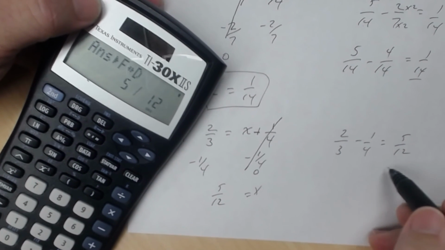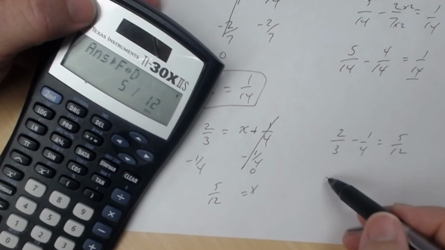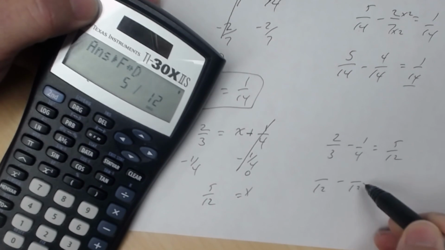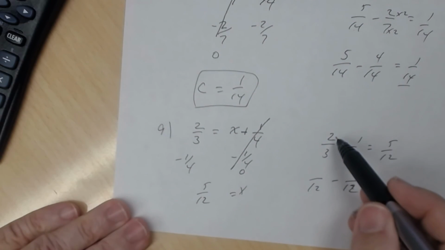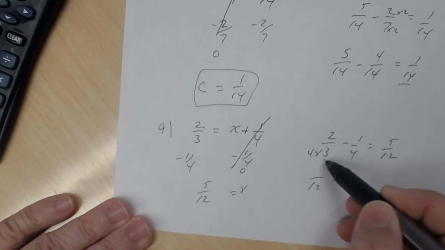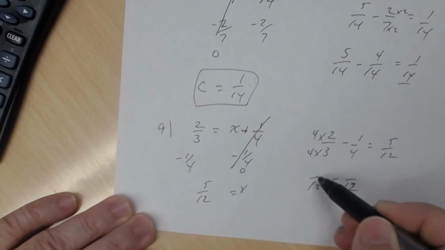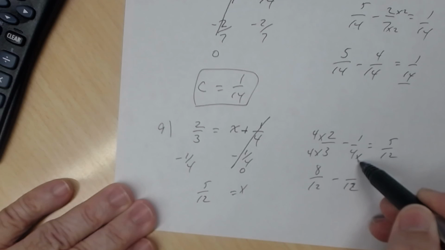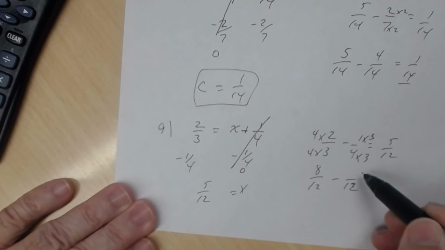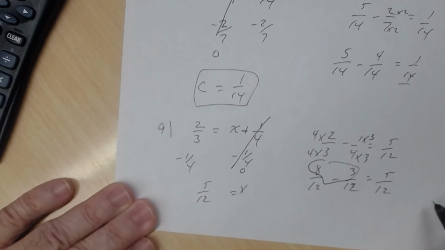All right, now the long way, when I say the long way, I mean if you don't have access to a calculator, you have to write equivalent fractions. So the smallest number that 3 and 4 go into is 12. And so you're going to write equivalent fractions. 2/3 is equivalent to what fraction with this denominator? So 3 times 4 is 12. So 2 times 4, what I do to the denominator, I do to the numerator. 2 times 4 is 8. Over here, 4 times 3 is 12. Again, what I do to the denominator, I do to the numerator. 1 times 3 is 3. And so 8 subtract 3 is 5, and I get 5/12.